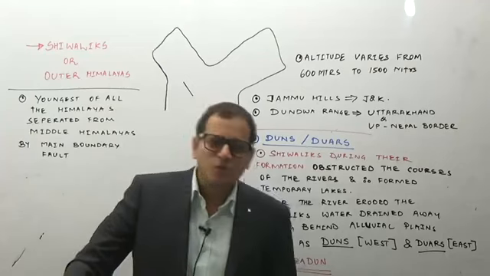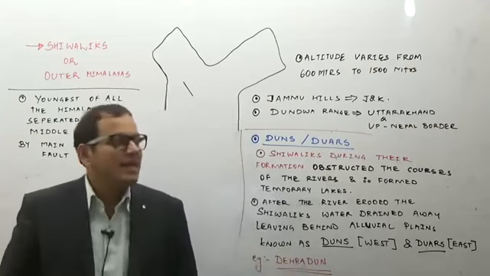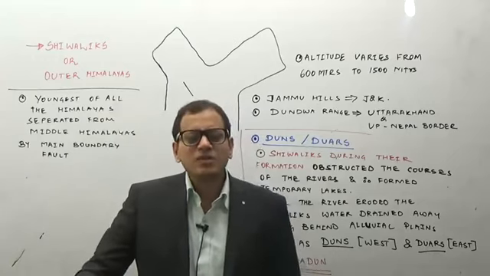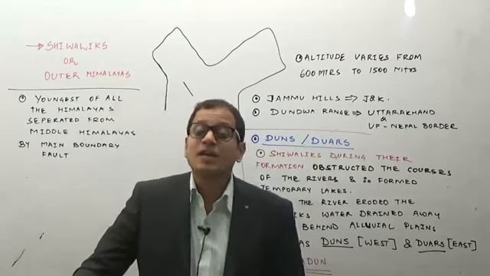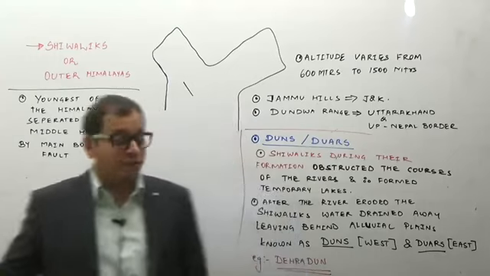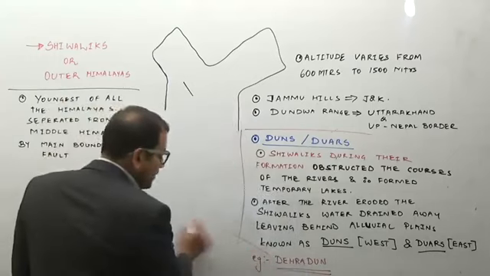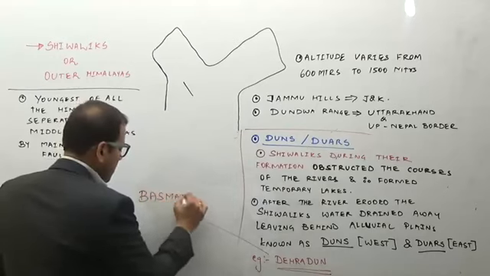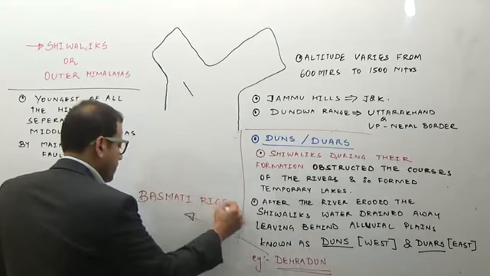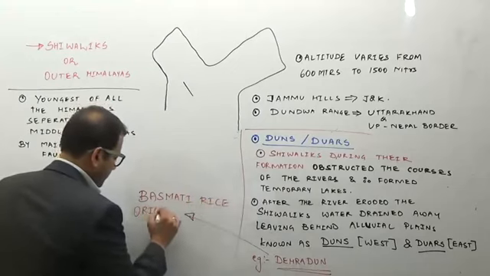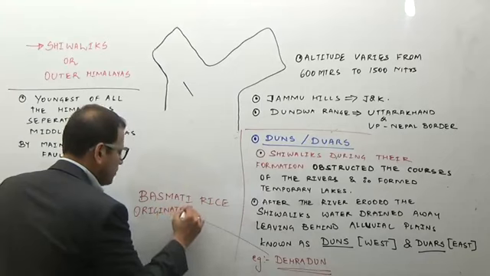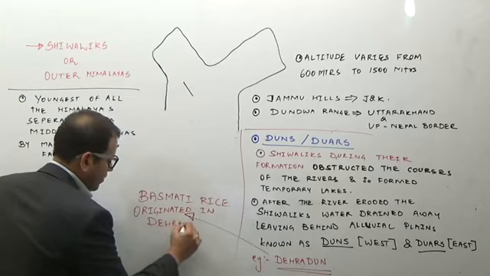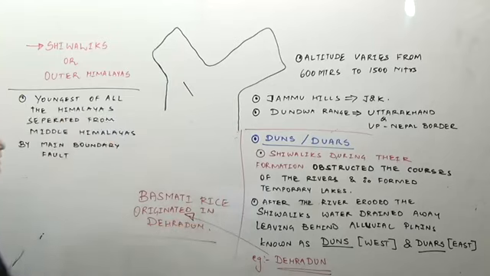Sometimes duars are also used synonymously with the word tarai. You will understand what the tarai is in the Great Plains of India. So these are also fertile lands. Example is Siliguri, Darjeeling region, Darjeeling tea. So you see how fertile this land is. As a fact you remember, basmati rice originated in the Dehradun region.